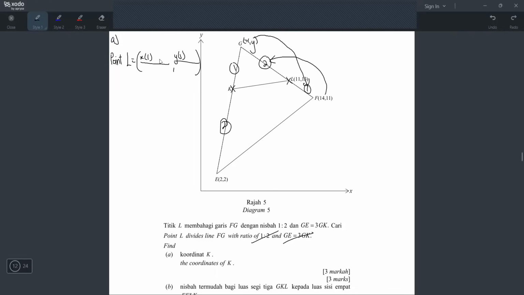Some students, they will write the y times 1 here. I don't understand why. Because y is supposed to be the y coordinate. Of course, you have to write after the comma. You cannot write here. Here is for the x coordinate.